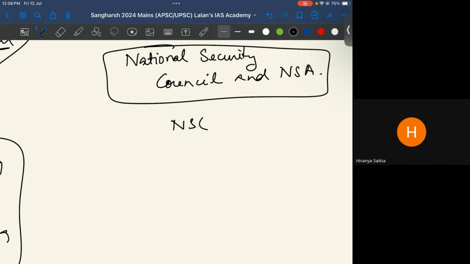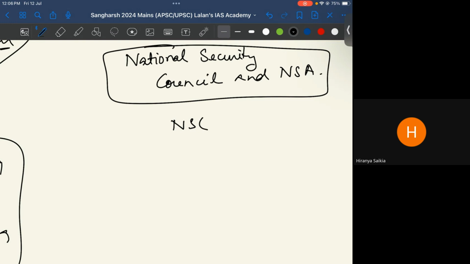National Security Council is the highest security related body. Sorry, NSA heads the National Security Council. It is supposed to advise the Prime Minister on matters of national security.